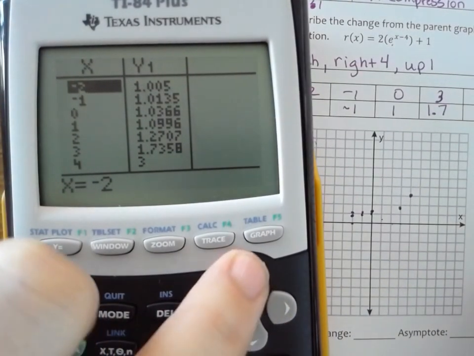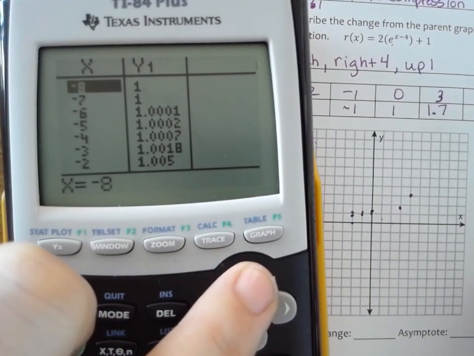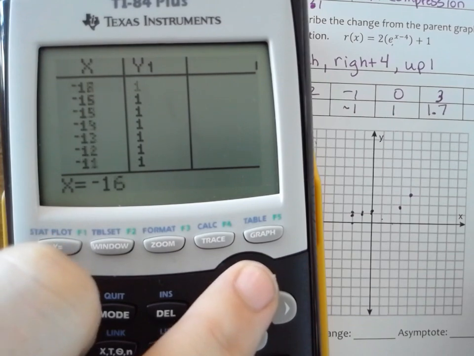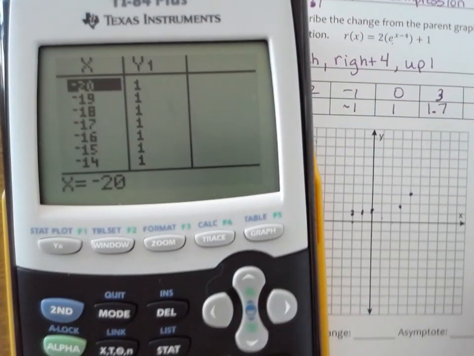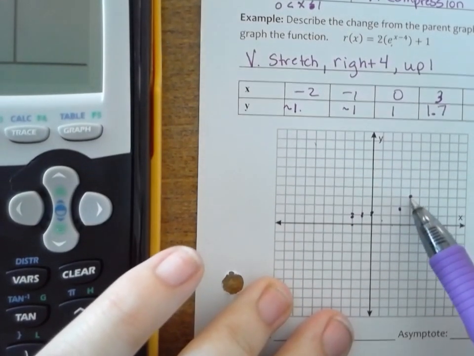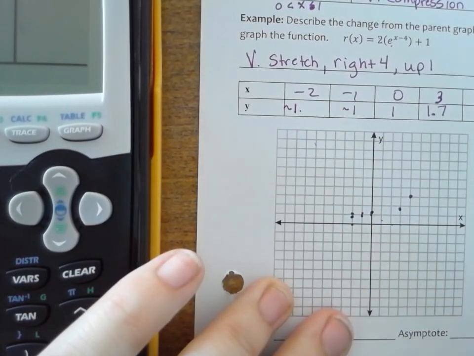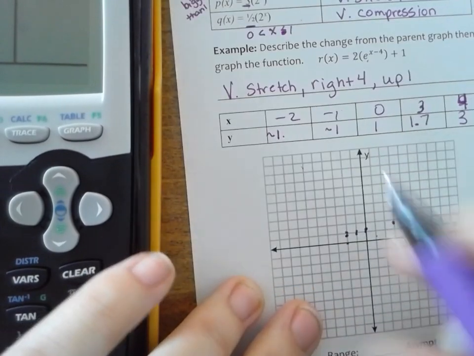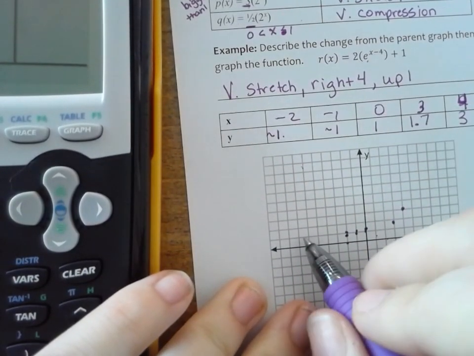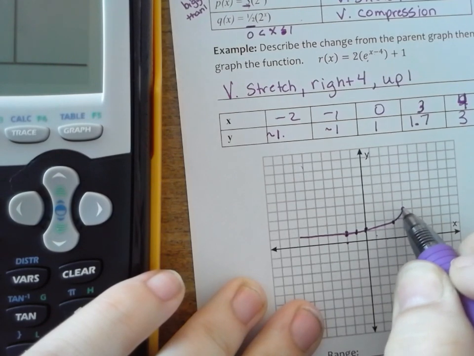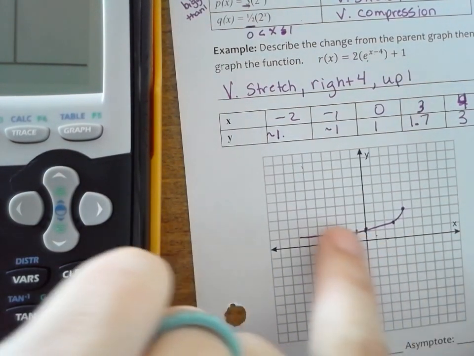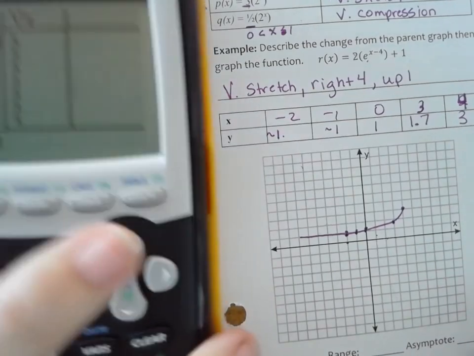What's happening as we go really far out? Look here, when we zoom out far enough, it's essentially just 1. So what is it called when we get really close to a line, but we don't actually touch it? We had these with hyperbolas. That's an asymptote. It's going to get really close to that line, but not touch it. The line y equals 1 is going to be an asymptote here.